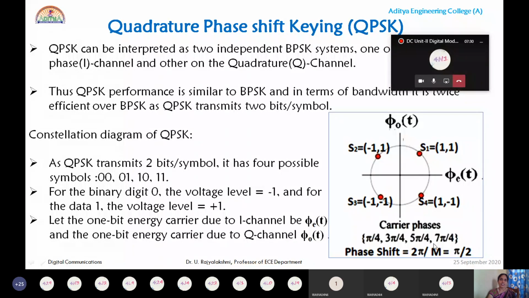Here you can observe the carrier phase. The carrier phase is equal to pi by 4, 3 pi by 4, 5 pi by 4 and 7 pi by 4. Please observe that you have a phase shift of 2 pi by M. What is M? M is 4 in the case of QPSK. Upon replacing M as 4, you get pi by 2. So each symbol is separated by a phase of pi by 2. If you take any 2 successive symbols, the phase difference is pi by 2. This is about the QPSK constellation diagram.